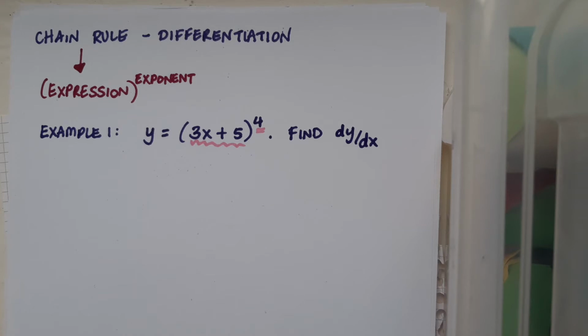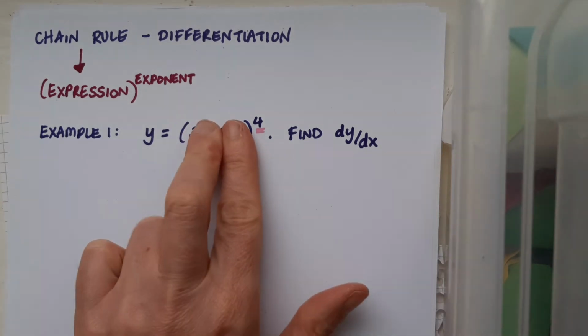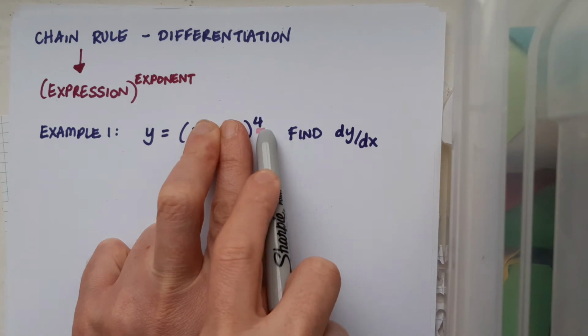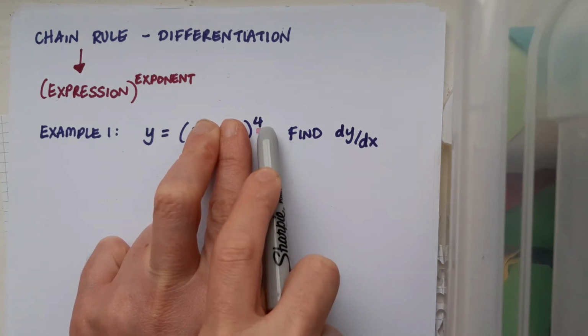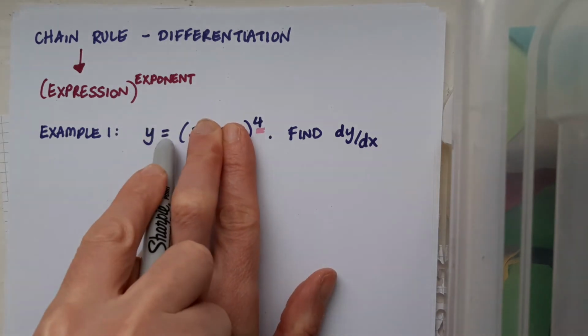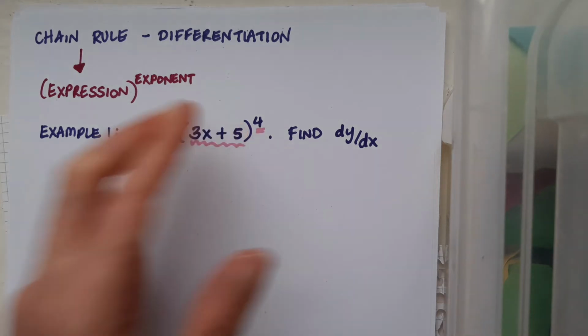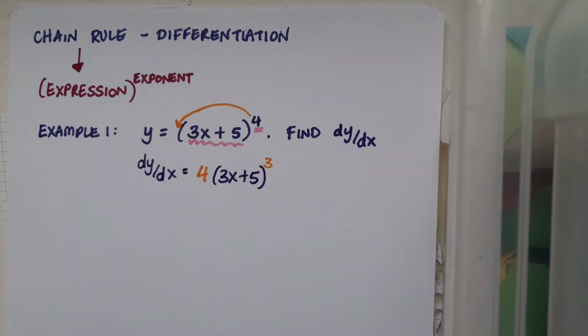Well, the first thing that I do is I treat this bracket like it's one piece of information, almost like an x. And I use the exponent to differentiate as I would in the case of x to the power of 4. So I bring my power in front and then take 1 away from the power. That's the first step of this differentiation. So I've brought the power in front and I've reduced the power by 1.